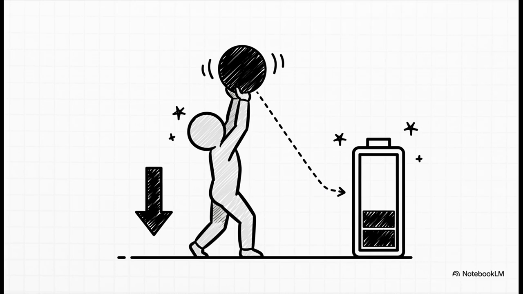When you lift a ball up off the ground, you're doing work against gravity, right? Well, that energy doesn't just disappear. You're actually storing it in the ball. We call this potential energy. And just like a battery, as soon as you let go, all that stored energy gets released as pure motion.